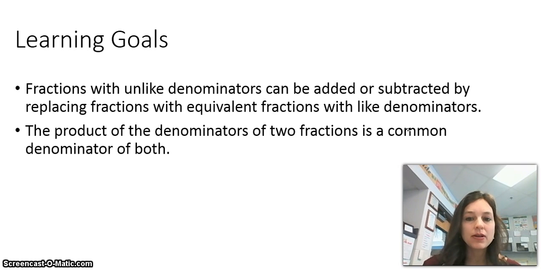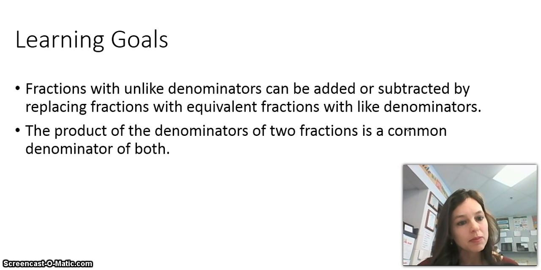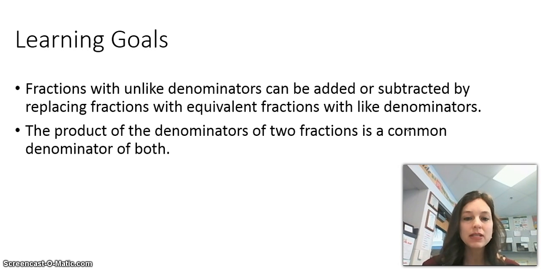Fractions with unlike denominators can be added or subtracted by replacing fractions with equivalent fractions with like denominators. And the product of the denominators of two fractions is a common denominator of both. So basically, you could multiply the two bottom numbers in a fraction together and get a common denominator. And whatever you do to the bottom, you also have to do to the top.